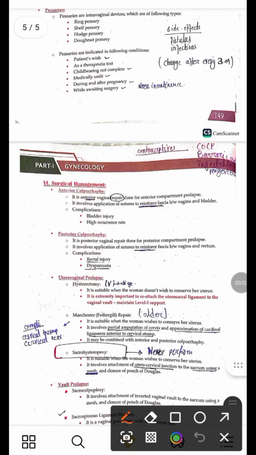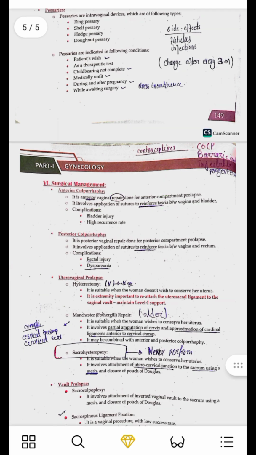Now let's talk about the surgical management. Surgery is the mainstay of treatment for pelvic organ prolapse, and we have different surgical options depending upon the type of the pelvic organ prolapse. The first one is the anterior colporrhaphy. Anterior colporrhaphy is the repair of the anterior vaginal wall, and it is done for the anterior compartment prolapse. It involves the application of sutures to reinforce the fascia between the vagina and the bladder, and the complications of this surgery involve bladder injury, and there is also a high rate of recurrence.